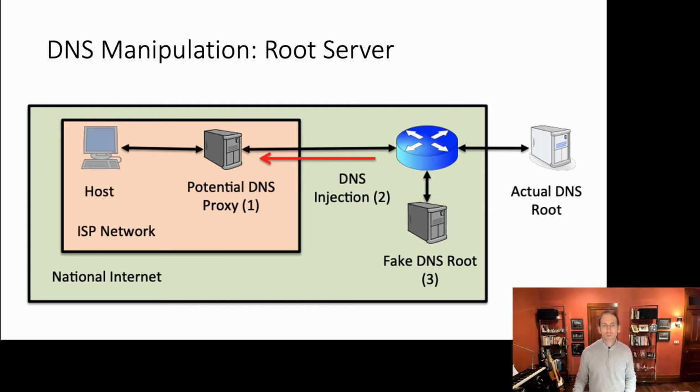So if a local resolver were to issue a query to a root server to try to, say, find a referral to the edu server, an on-path censor could inject a fake referral from a fake DNS root, thereby poisoning the entire part of the name hierarchy for all of .edu, or any so-called top-level domain, such as com, org, net, or any other top-level domain.